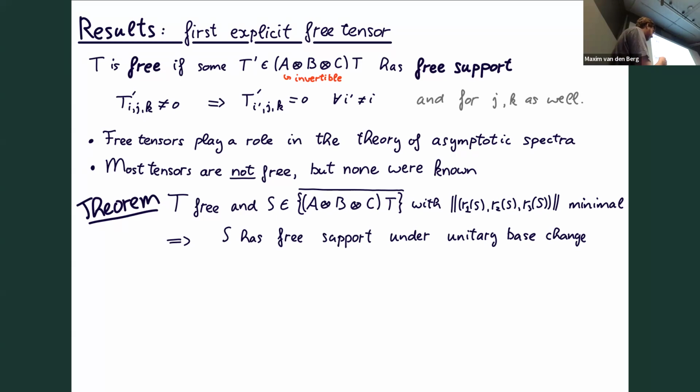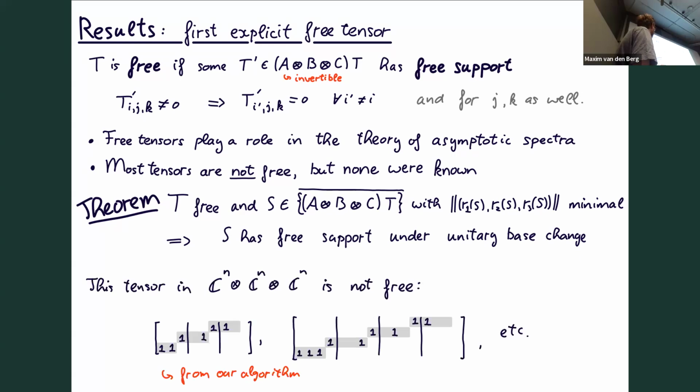So what we do is we have the T, and then we find the S that satisfies its properties, and then we show that it does not have free support over unitary base changes, which would then imply that T is not free. And we did this, and we find some very nice tensors that satisfy this property. So the following tensors in C^n ⊗ C^n ⊗ C^n are not free. These are really inspired by the results we got from our algorithm.